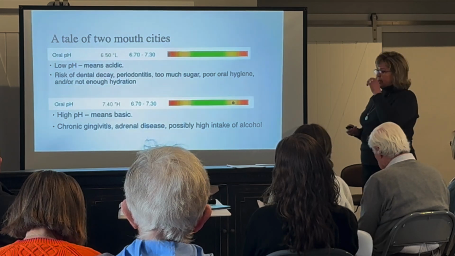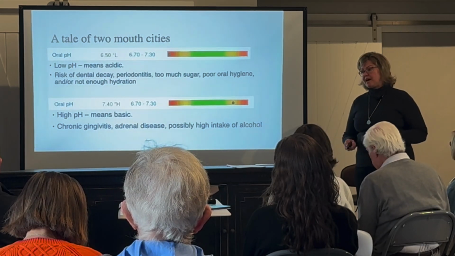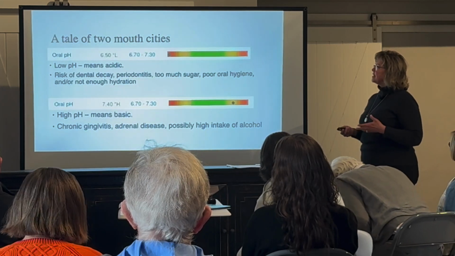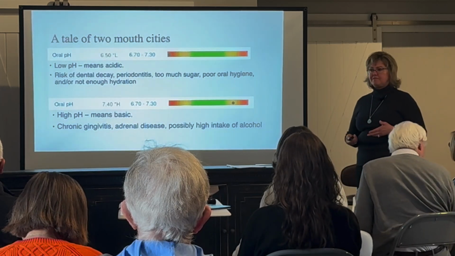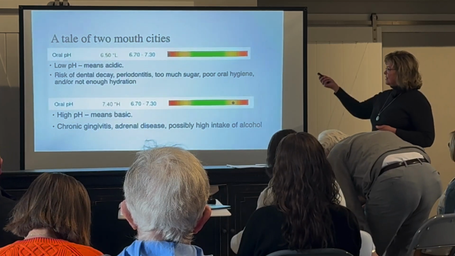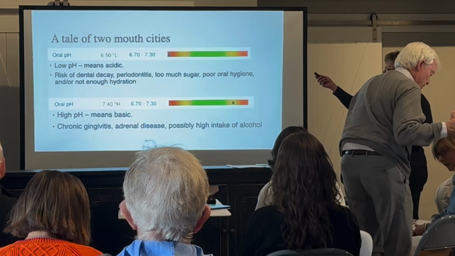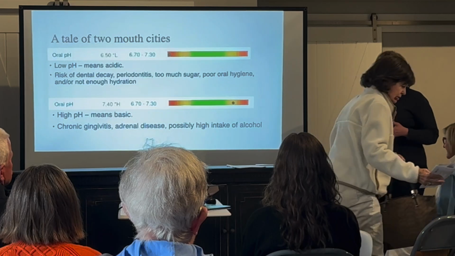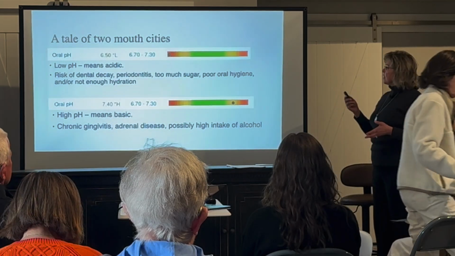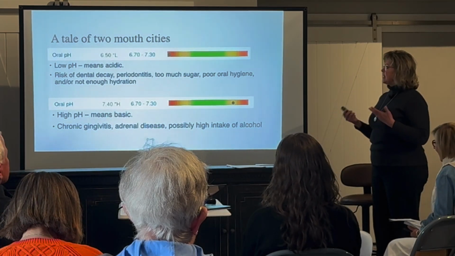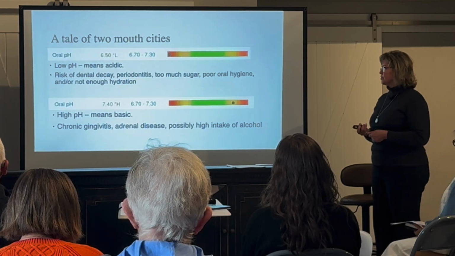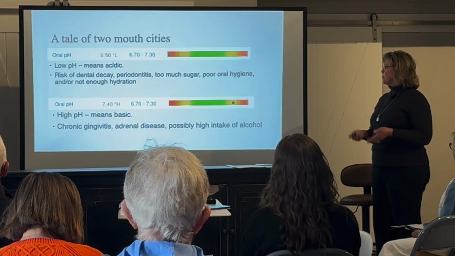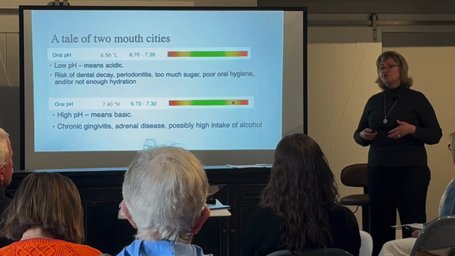And the first thing on that test is the pH of the mouth. So you really want the pH of the mouth to be in the green part, which would be somewhere around 6.7 to 7.3. Now, on the top, you have a person's oral microbiome that has a very low pH, so that means a very acidic microbiome. And that would basically mean you have a risk of dental decay. This is probably a function of too much sugar, maybe poor oral hygiene, or maybe not drinking enough.